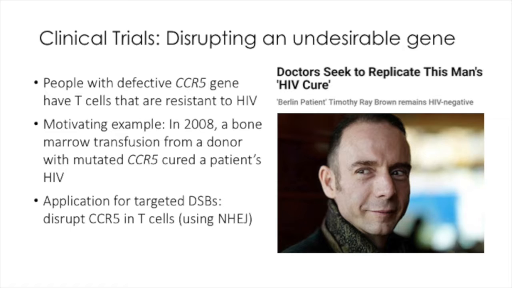But now, with gene editing, one thing you could do is actually take an HIV patient's T cells out, disrupt their CCR5 gene by making a double-stranded break there and getting that non-homologous end joining pathway. So not even providing template DNA.